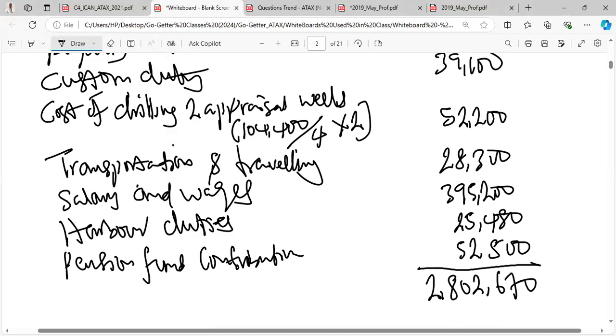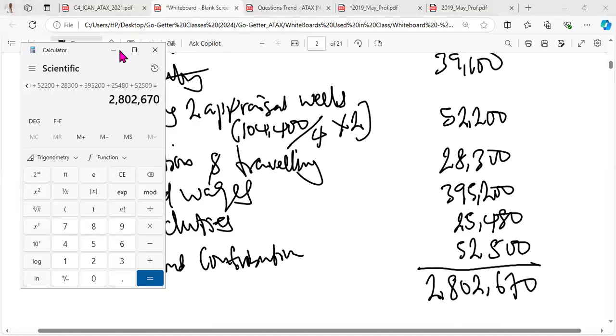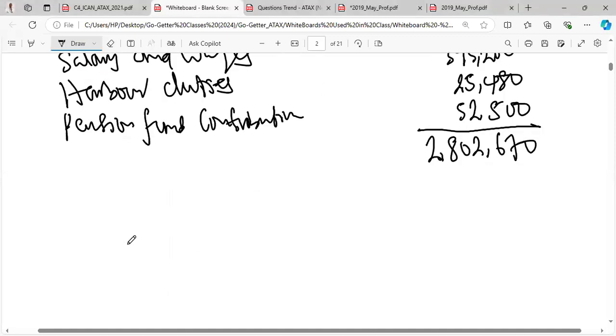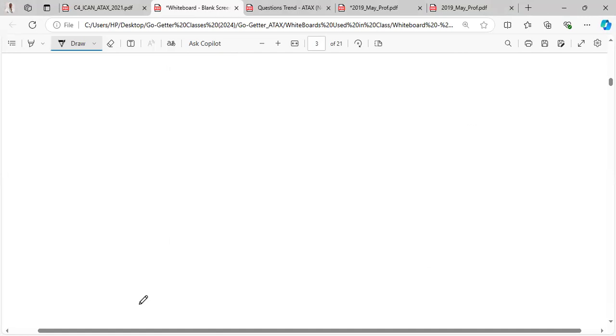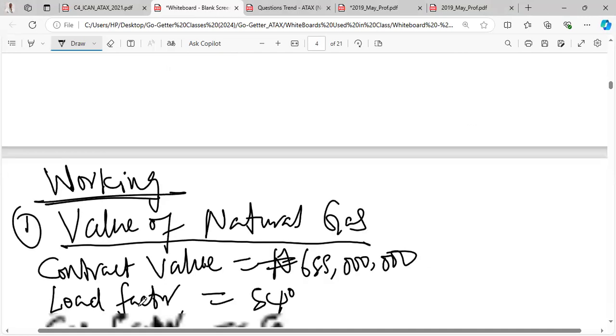Let's confirm if that's the appropriate figure. 2,802,670. Now this, don't just call it anything. Now you need to do tertiary education tax. It is never going to be spoken of, never going to be given to you. Now we are going to do workings 2 on that. So we'll go to workings 2.